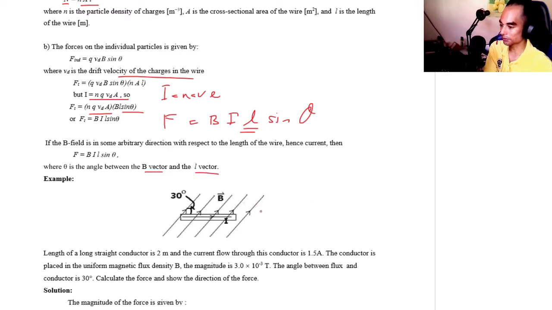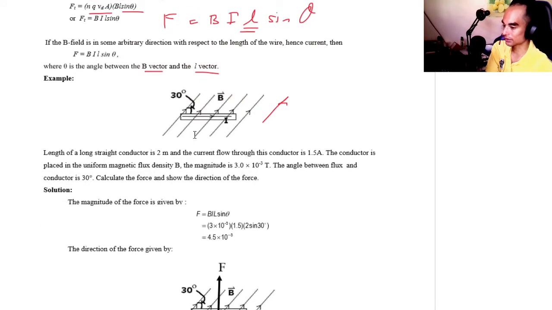So this is B. Let's say B and I have a slightly different angle, so you have to put BIL sin theta. For example, a straight long wire is 2 meters. The current flowing through the conductor is 1.5 ampere. The conductor is placed in a uniform magnetic field B of magnitude 3.0 times 10 to the power negative 3 Tesla. The angle between the field and the conductor is 30 degrees. Calculate the force. So F equals BIL sin theta. This is B, this is L, this is I, 1.5, and then sin theta.